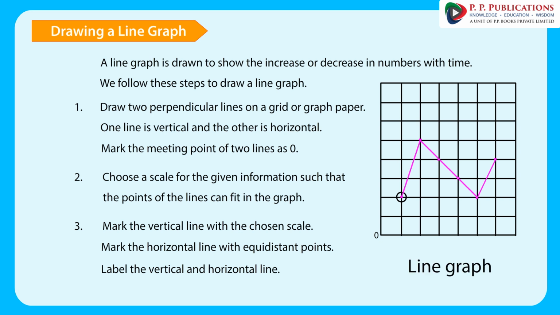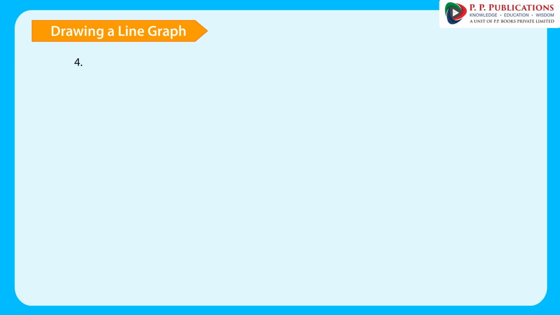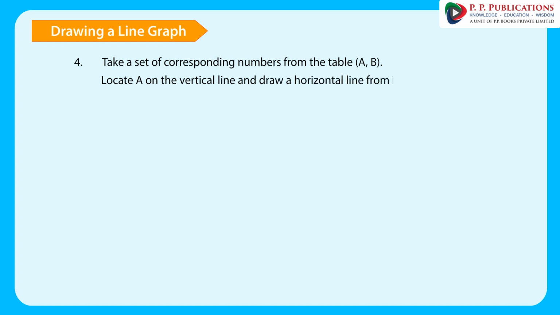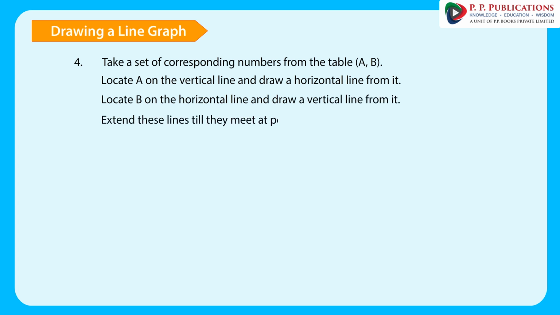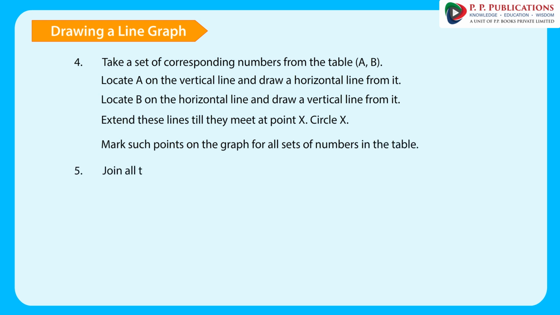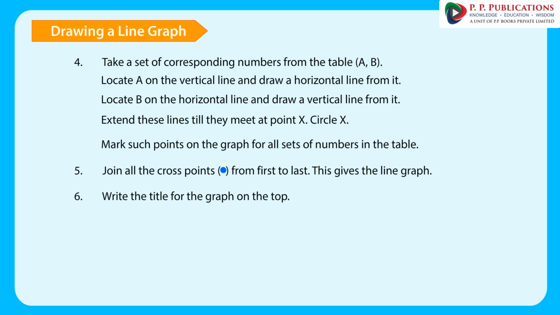Line graph. 4. Take a set of corresponding numbers from the table, A, B. Locate A on the vertical line and draw a horizontal line from it. Locate B on the horizontal line and draw a vertical line from it. Extend these lines till they meet at point X. Circle X. Mark such points on the graph for all sets of numbers in the table. 5. Join all the cross points from first to last. This gives the line graph. 6. Write the title for the graph on the top.